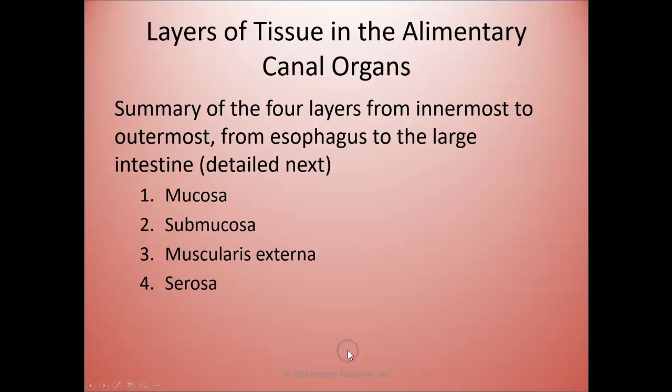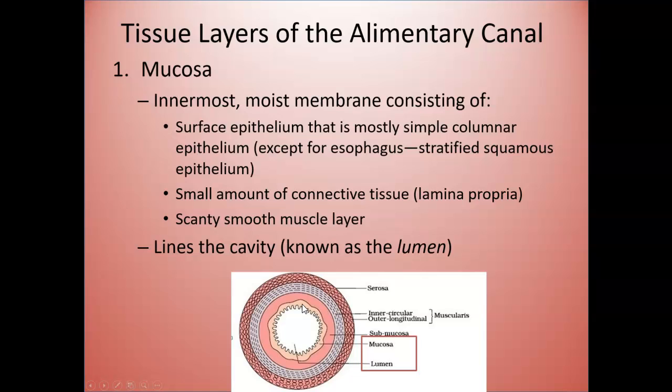All right. So focusing on the alimentary canal itself, how is it organized? The alimentary canal itself is composed of 4 layers that make up the tube from the esophagus to the large intestine. Those 4 layers are the mucosa, the submucosa, the muscularis externa, and the serosa. So we'll look at them in order here.